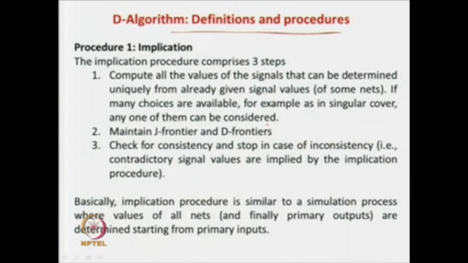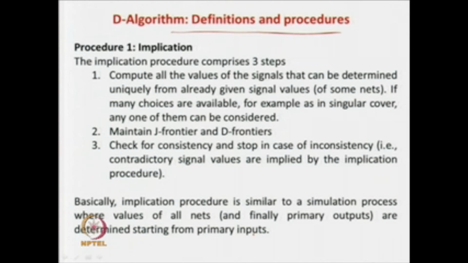Let us see the next step and then we will come back. Maintain J and D frontiers and then check for inconsistencies, and stop in case of inconsistency, that is contradiction. Basically the implication procedure is similar to the simulation procedure, where all the nets are determined starting from the primary input to the output.